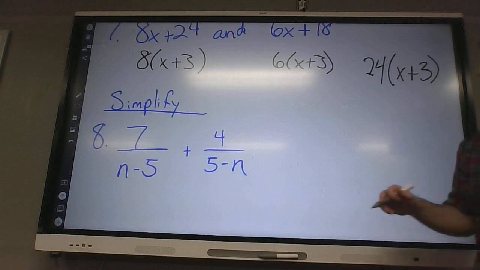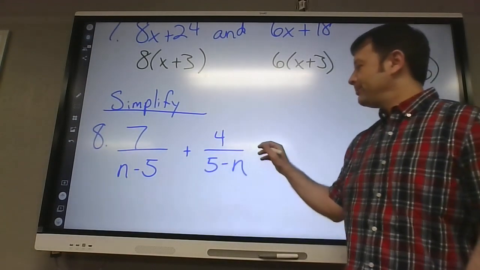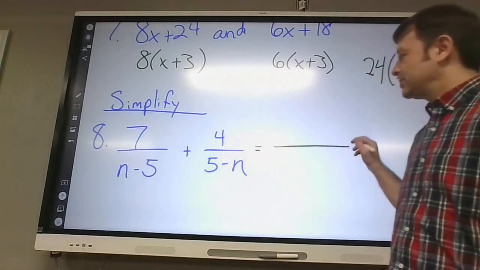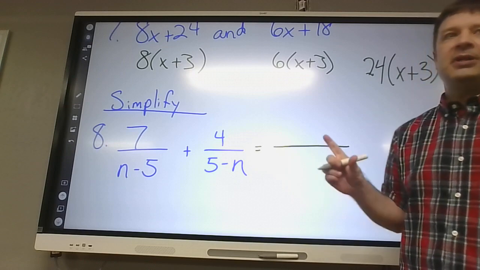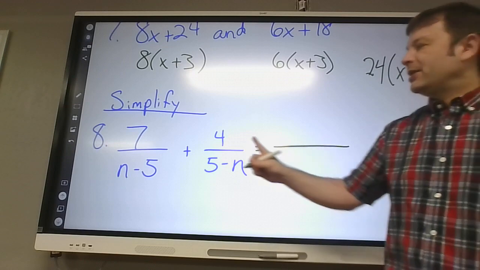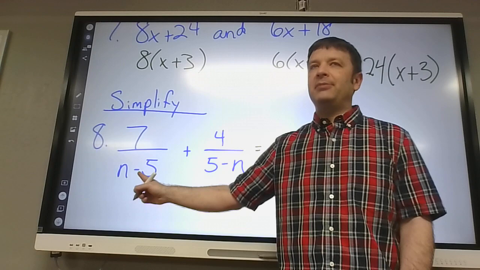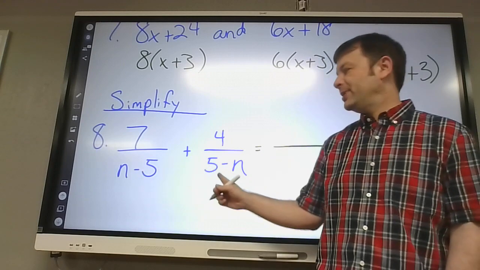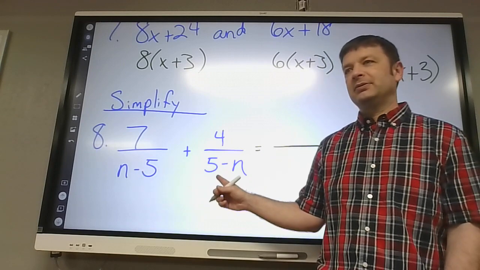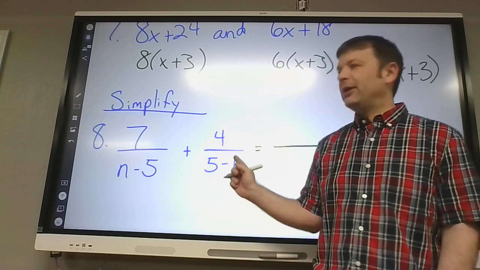Okay. So this is an adding problem. What do we need on addition? Common denominator. Are these denominators the same? No, but they are related. You guys remember this one?